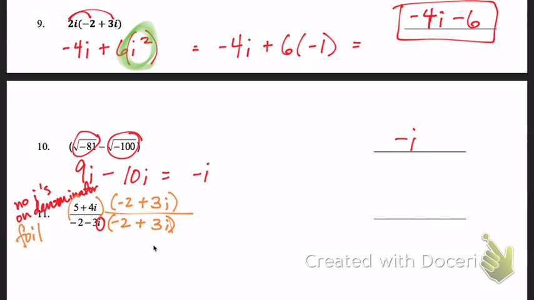So when I FOIL the top, I get 5 times negative 2, negative 10, 5 times 3i, so plus 15i, minus 8i, plus 12i squared. Then I'm going to do the same thing on the bottom.